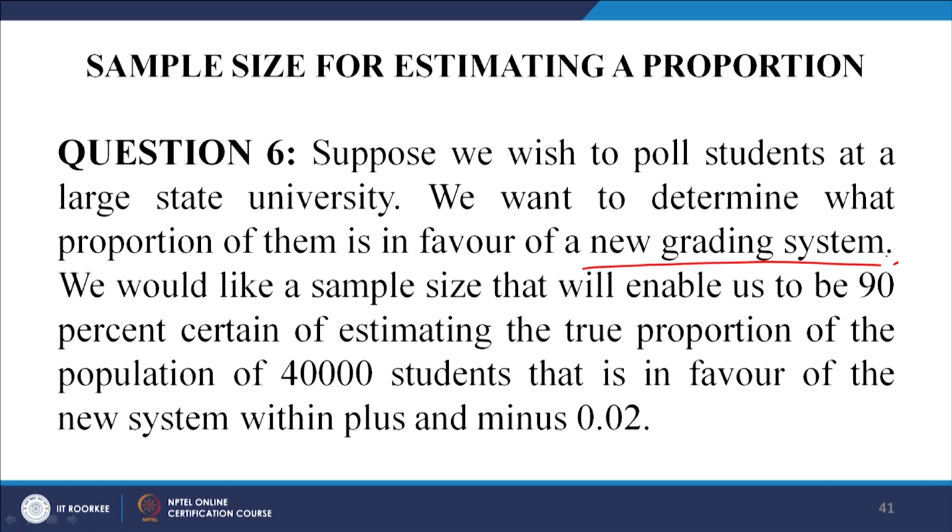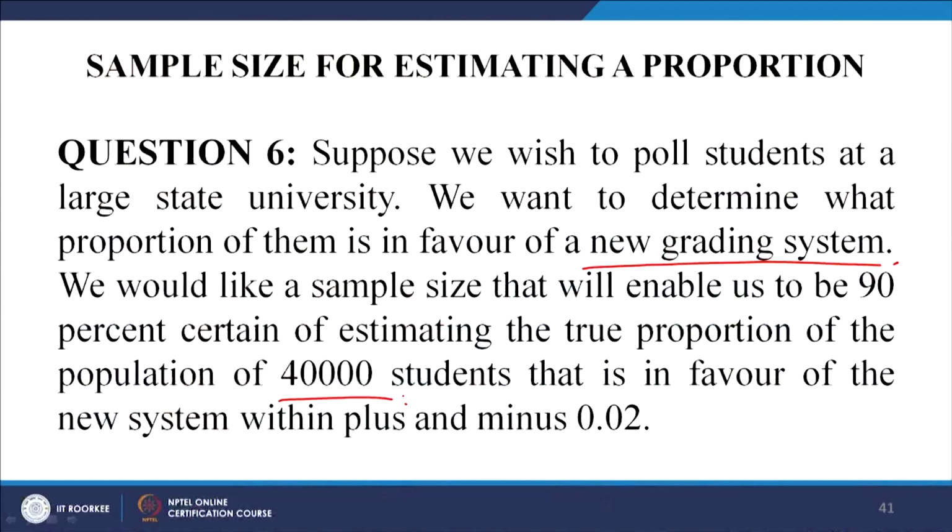Students are always thinking that the old grading system is poor, but not necessarily. Let us see this. We would like a sample size that will enable us to be 90% certain of estimating the true proportion of the population of 40,000 students that is in favor of this new system within plus and minus 0.02. Let us see what to be done here.